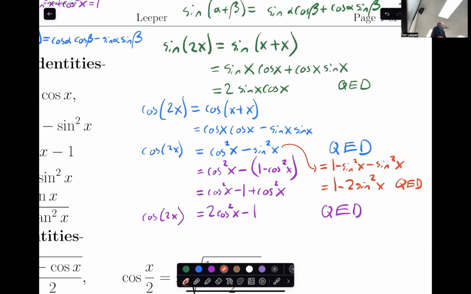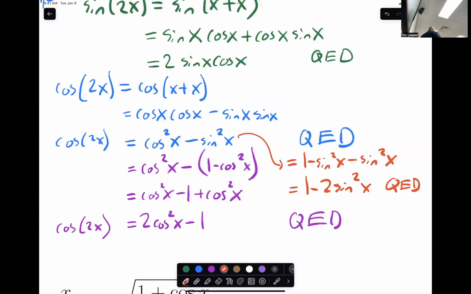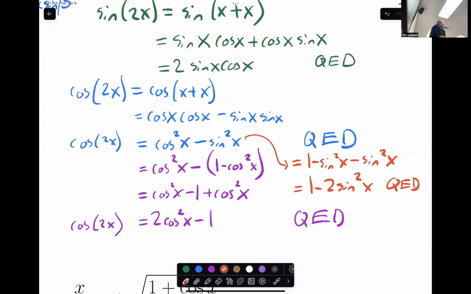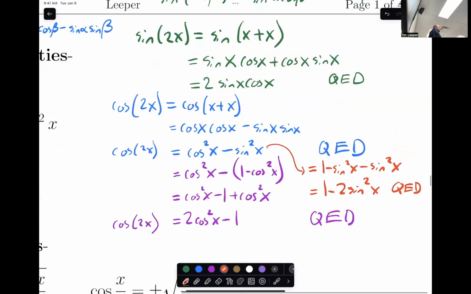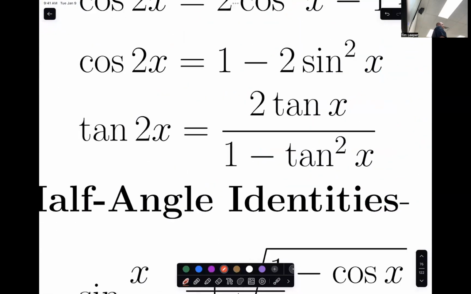We have just proven all 3 of the double angle identities for cosine. Any questions about the sine or cosine double angle identities? So these are the proofs of them. But we also have one more. We have the tangent double angle identity.